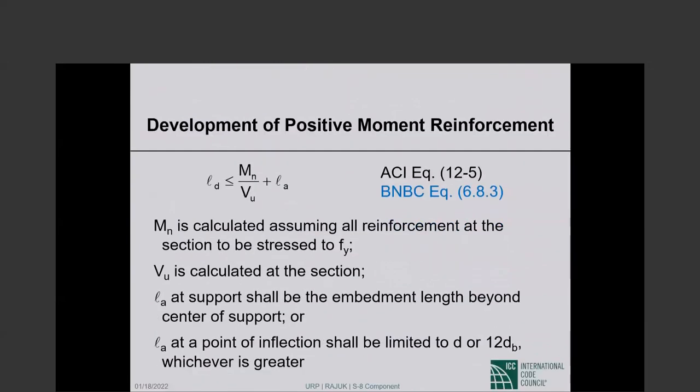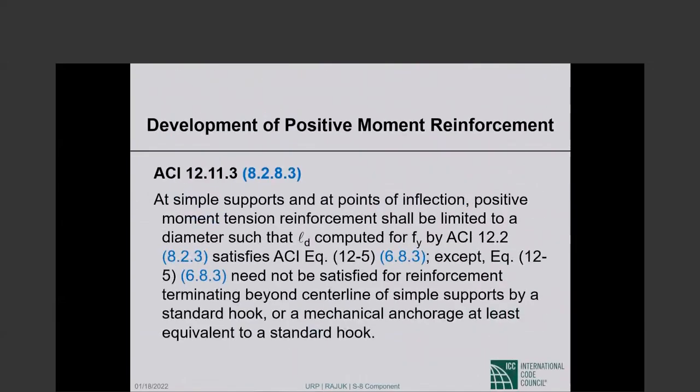Now we limit the bar size by instituting this restriction: l sub d, development length, shall not be any larger than m sub n. So we are talking about, remember, a simple support or a point of inflection.